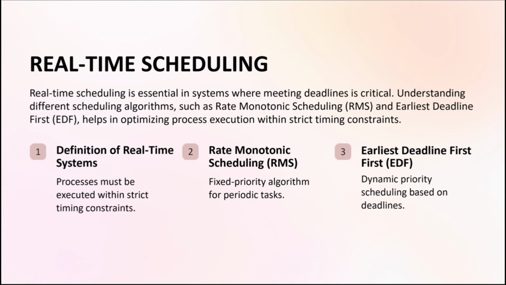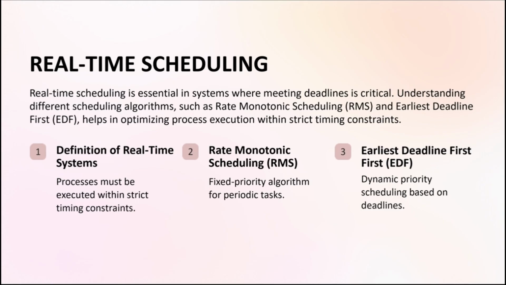So real-time scheduling. Real-time scheduling is essential in systems where meeting deadlines is critical. Understanding different scheduling algorithms such as rate monotonic scheduling, RMS, and earliest deadline first, EDF, helps in optimizing process execution with strict timing constraints. So first we need to talk about real-time systems.